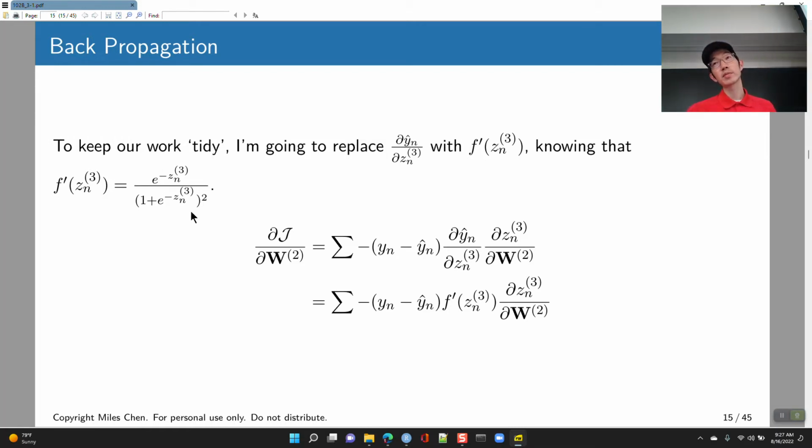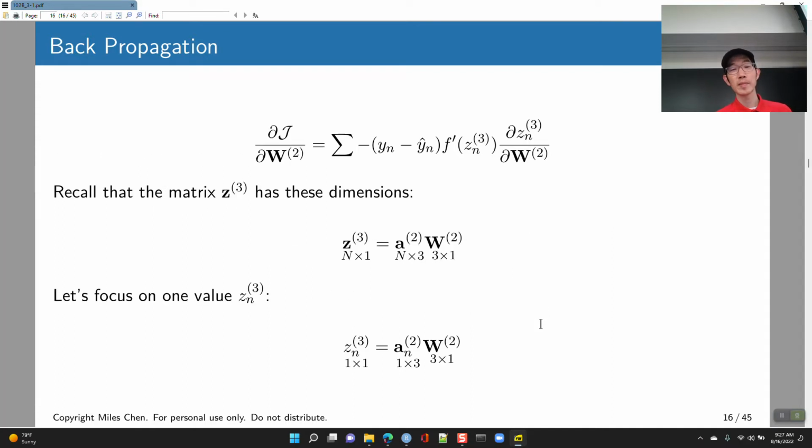So we're going to replace this with f prime, and we'll make a note to ourselves that f prime is equal to this. So this is the derivative of our loss function J with respect to our second weight matrix W2, and so far what we're saying is that it is the difference between the actual value and our predicted value multiplied by f prime of z3 times the derivative of z3 with respect to W2. So how does z3 change with respect to W2? Okay, so far so good?